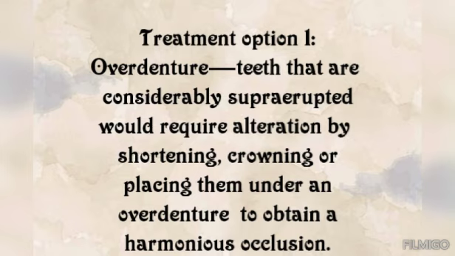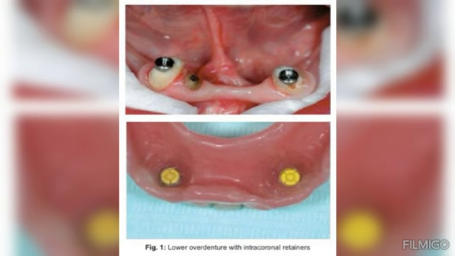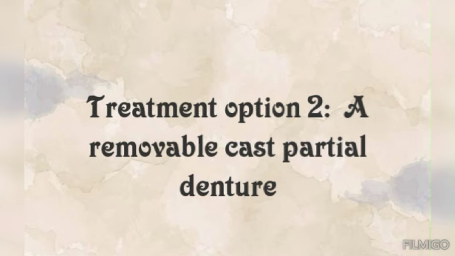Here the first treatment option is overdenture. Teeth that are considerably supraerupted would require alteration by shortening the crown and crowning, or placing them under an overdenture to obtain a harmonious occlusion. So here we are seeing the lower jaw. There are two teeth that are supraerupted. We prepare the canal and use the teeth for a lower overdenture with intracoronal retainers. This is option 1.